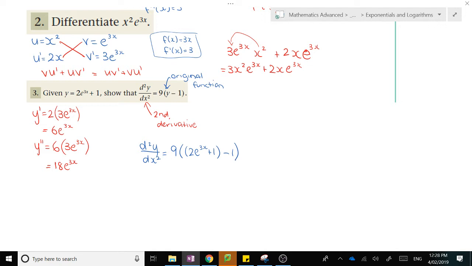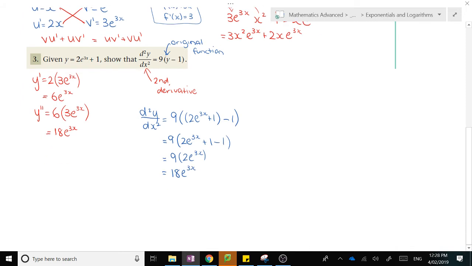So really, I can just take those brackets away and we have 9 times the bracket, plus 1 minus 1. What's plus 1 minus 1? 0. Yeah, so we have 9 times 2e to the 3x. What's 9 times 2e to the 3x? Perfect. So therefore, the left-hand side equals the right-hand side. You can see that they're the same thing. That's all that question's asking you to do.